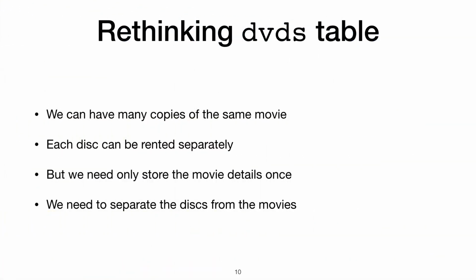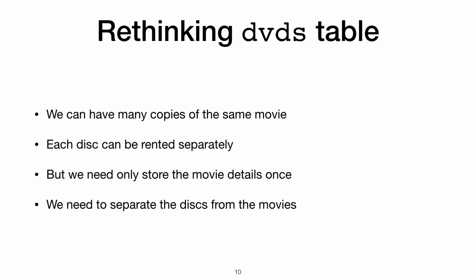So we can have many copies of the same movie. That's fair enough. Like, we'd be losing out on money if we only had one copy of a popular movie. If we're going to rent 10 copies a night, then we want 10 copies of the same thing. And each disc can be rented separately. But when a person is renting a movie, from their point of view, they're renting the movie. They're renting Central do Brasil. But from a database point of view, they're just renting the disc. And that's not the same thing.